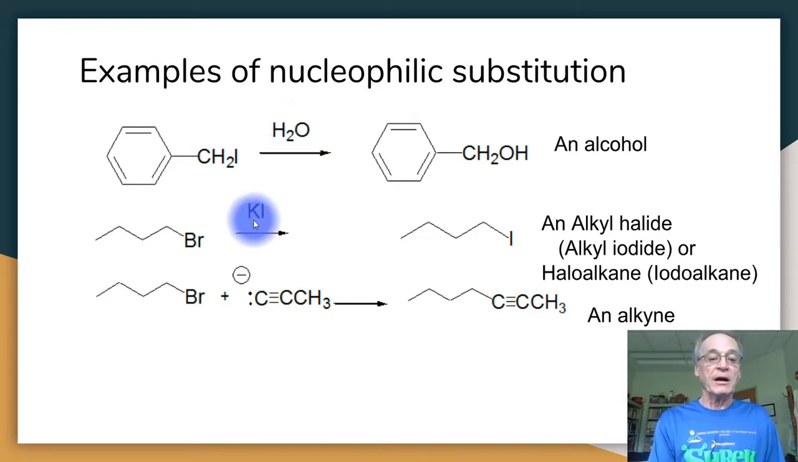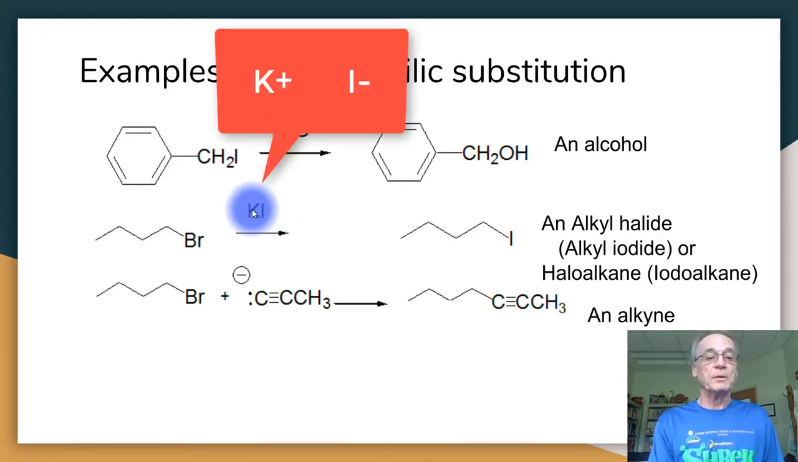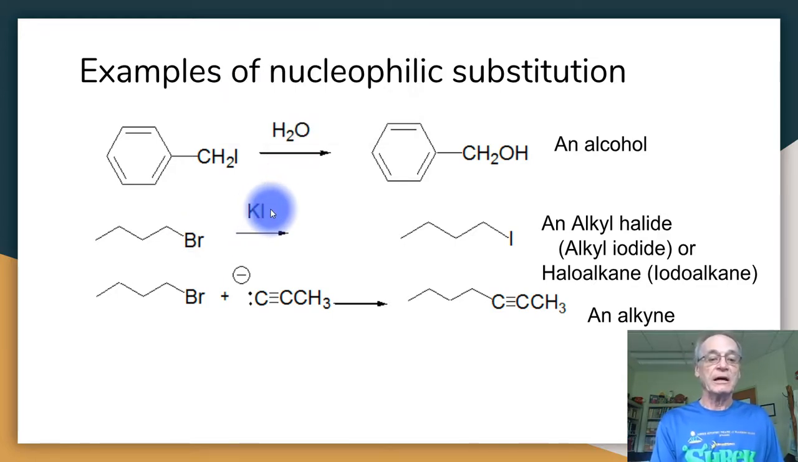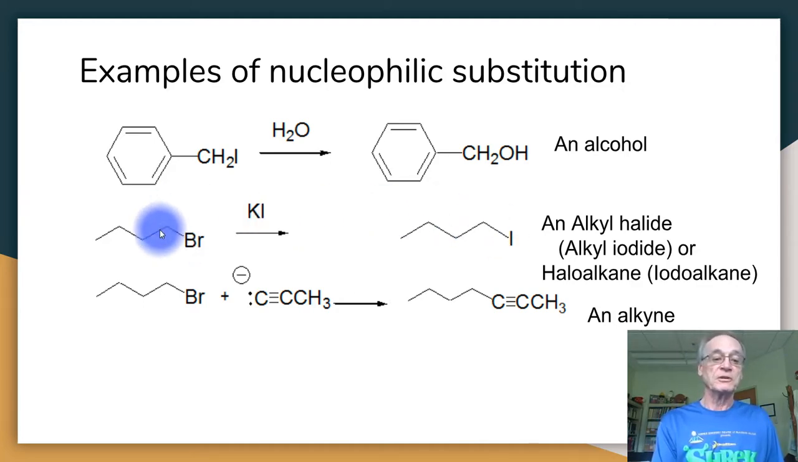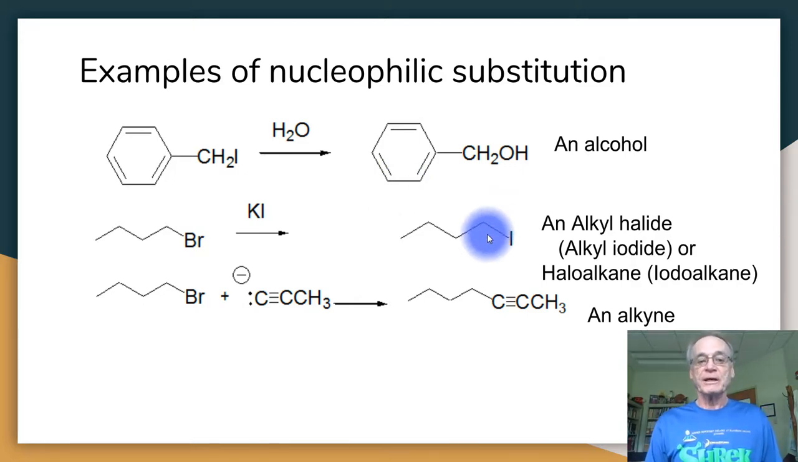Here's another example, KI on reaction with an alkyl halide. Well, again, this is potassium plus and iodine minus. Iodide, I minus, turns out to be a pretty good nucleophile, and it can replace the bromide and just become an alkyl halide. So in this case, an alkyl halide is becoming a different alkyl halide. You're replacing a bromine with an iodine. Again, we'll get details of all these reactions later. I'm just giving you examples at this point.